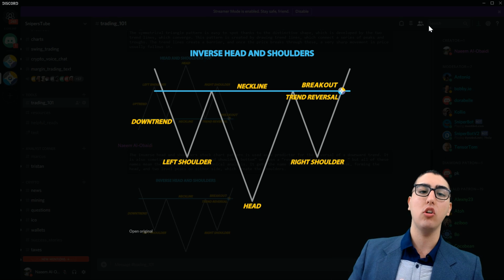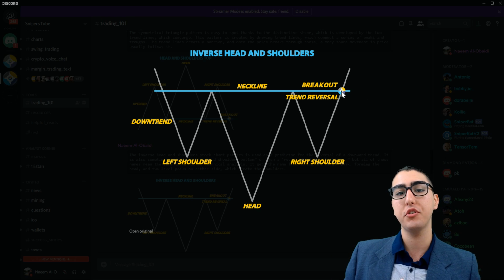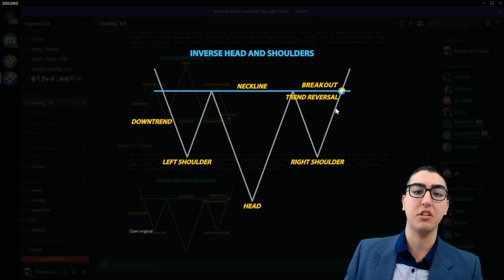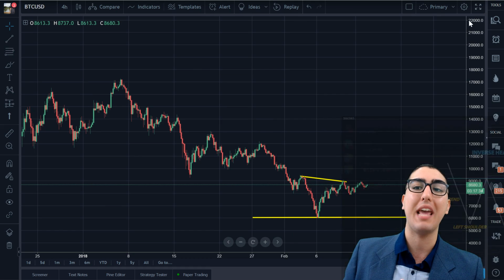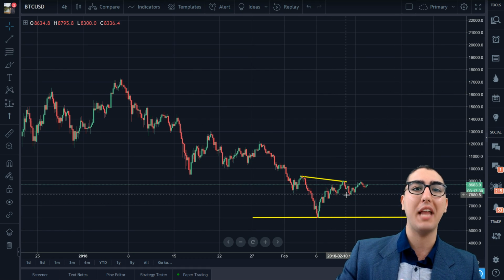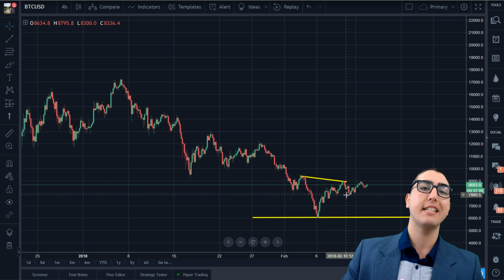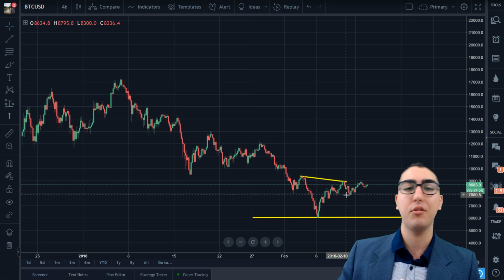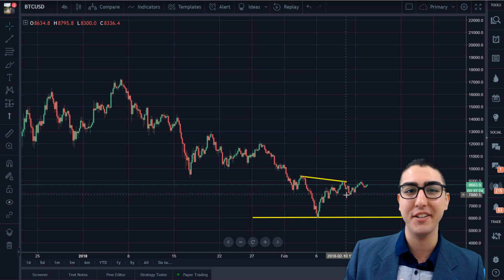And what we're really looking for is this breakout trend reversal where the price movements actually head above the neckline, which we have not seen just yet for Bitcoin. So we're going to be using a little bit more technical analysis, including the Fibonacci retracement, to kind of look at where Bitcoin's price may be headed over the next couple of days. So let's go ahead and just dive right into it.